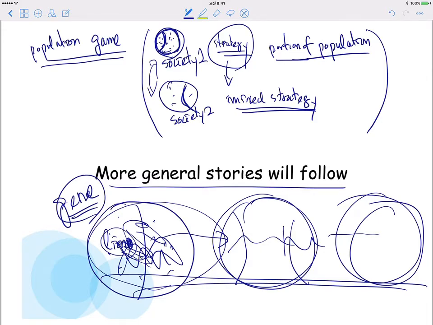So I'm going to talk about the more general stories. I hope this motivating slide gives you just a little bit of a sense of what the population game is. I'm going to talk about more things. If you don't have any clear picture of this population game, I guess the next lecture will give you a clear picture of what the population game is. So just wait for some time. Okay, thank you.